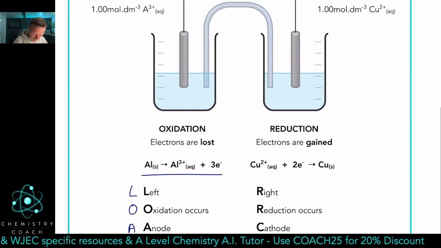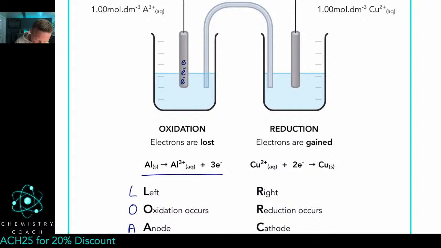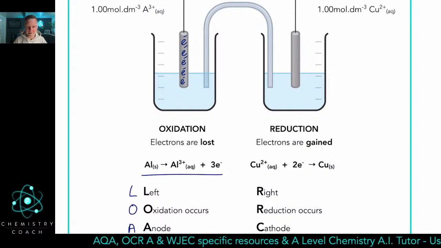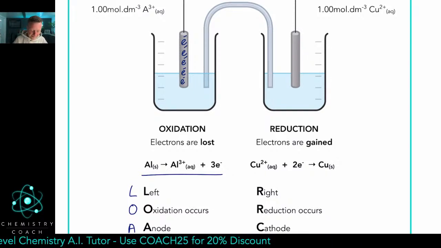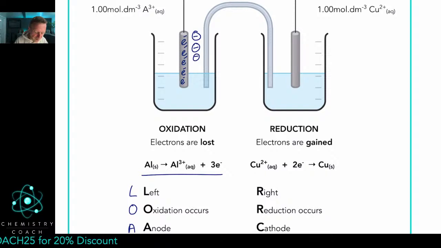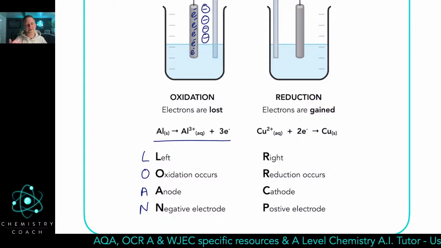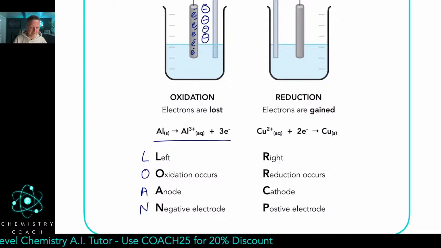It's the anode. Because it's producing electrons, because it's being oxidized, it's where all the electrons are building up. After all those Al atoms are having their electrons stripped away from them, they're all building up in the electrode there. And it's the negative electrode, which makes sense because it's full of electrons. So left, oxidation, anode, negative. Remember LOAN. And of course, RRCP, it's not as nice, but it's literally just the opposite. On the right, reduction occurs, it's the cathode, and therefore our positive electrode.